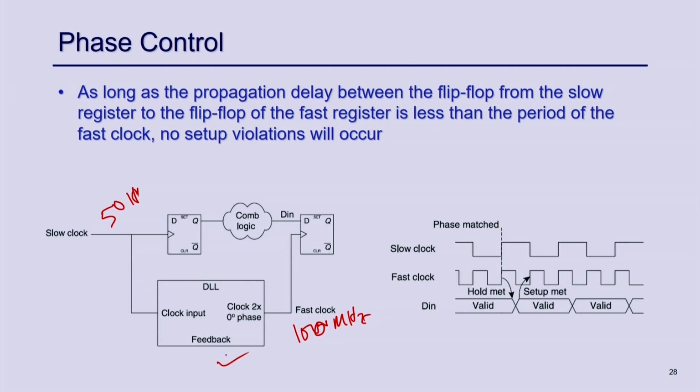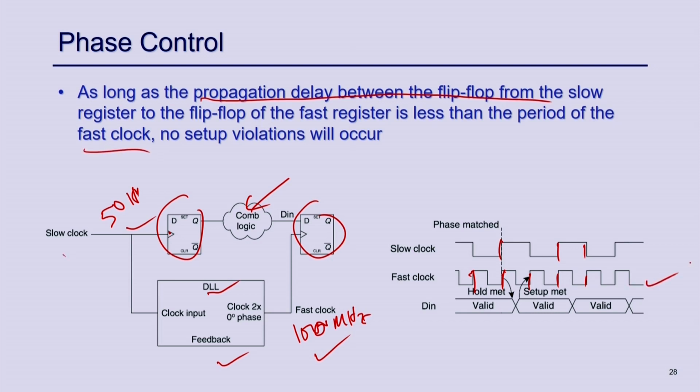The advantage is that this clock is just twice of that clock. So, ideally all these edges should match, and this DLL ensures that the clocks are aligned. All these positive edges should be aligned. So, as long as the propagation delay from the slow flip flop to the first flip flop is less than the clock period of the 100 megahertz clock, you should not have any problem, because these are always aligned.